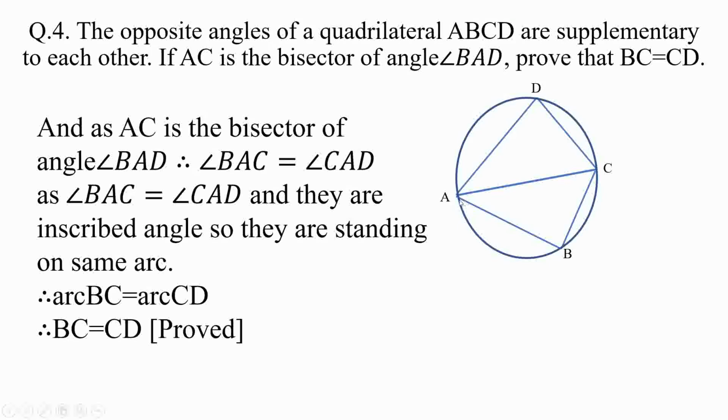And as AC is the bisector of angle BAD, AC divides angle BAD into two equal parts. That means angle BAC equals angle CAD. And they are inscribed angles. So they are equal, and being inscribed angles, they are standing on arcs of equal length. Therefore, arc BC equals arc CD.